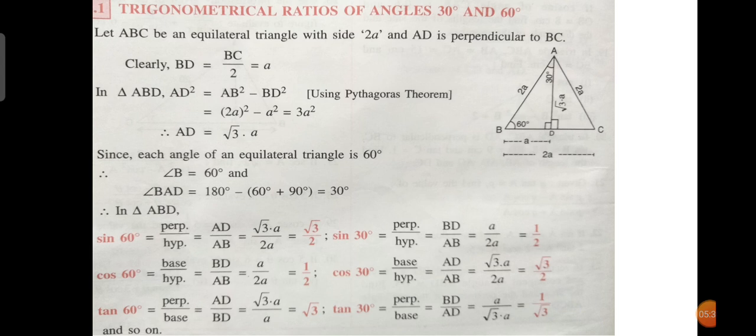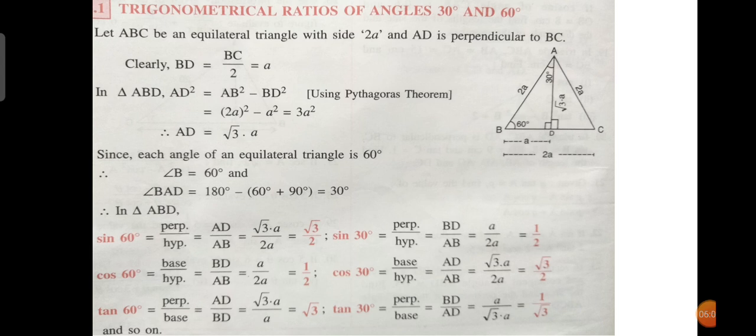Since each angle of an equilateral triangle is 60 degree. You know the properties of an equilateral triangle: it has equal angles and equal sides. If 2A is one side, all the sides have length 2A, and all the angles are 60 degree. So angle B is also 60 degree.